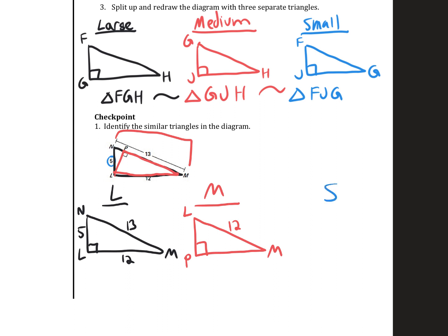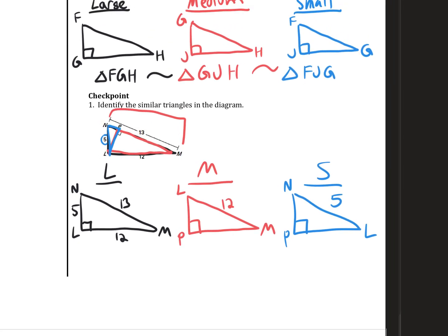And the small triangle, okay, small triangle is this one right here. And we know that this one is NL, let's see here. So N is up here, P is the right angle, and L is this angle. And we know that NL is 5. Do we know anything else about that triangle? We don't. So it's just good to be able to label the sides here. If you got something similar to this, you're in good shape.